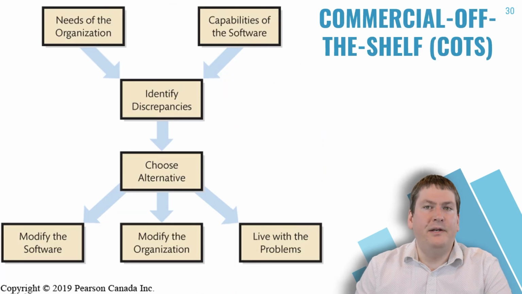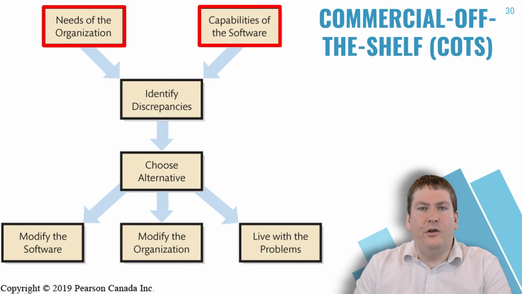Now up to this point, we've been describing the new system as if we'd be developing the software in-house ourselves. But even in this SDLC process, using commercial off-the-shelf software, or COTS software for short, is still a possibility. But as we've discussed, off-the-shelf software might not fully meet the needs of our organization. So how do we determine if COTS is appropriate? And what do we do if it doesn't meet our needs? Well, first we need to take a look at the needs of our organization and the capabilities of the off-the-shelf software, and compare them.